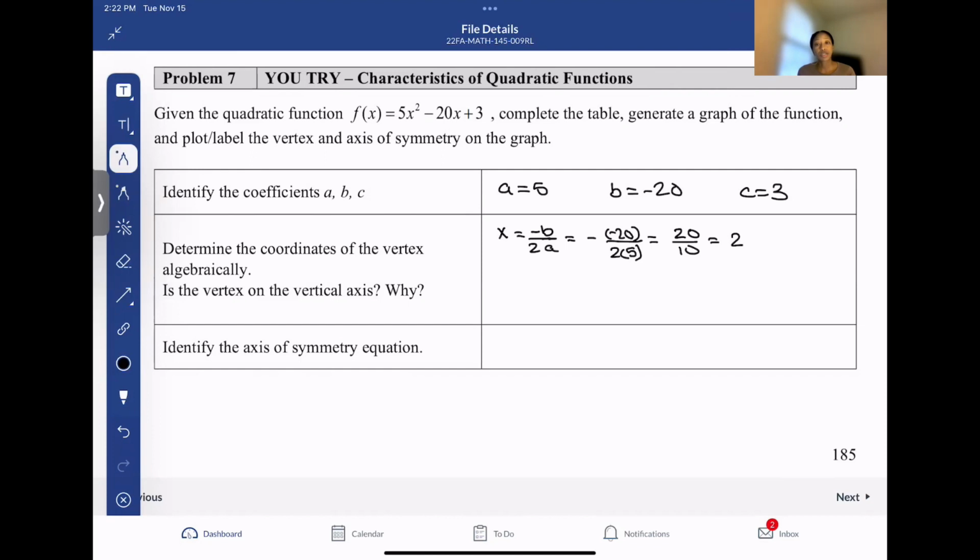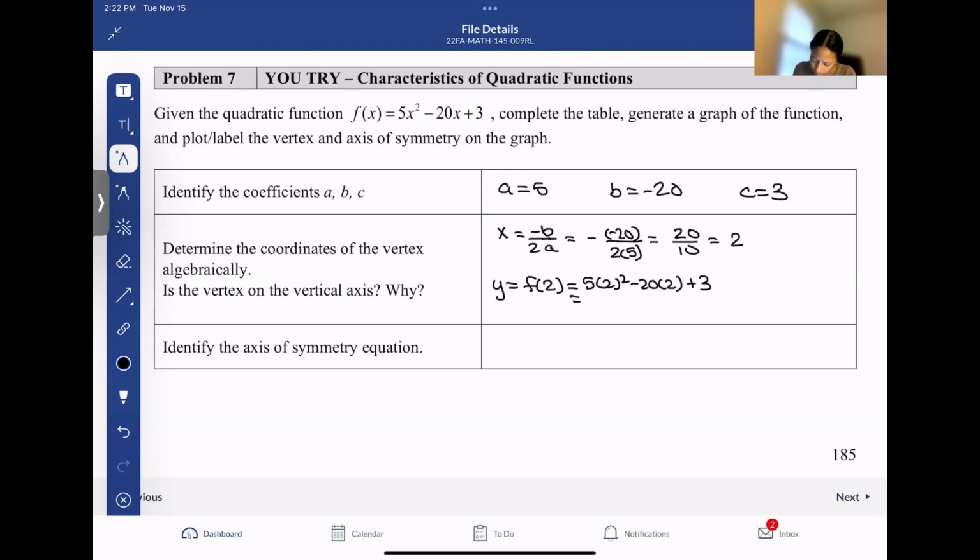So the x-coordinate of the vertex is 2. All right, what about y? Y is going to be equal to f of 2. So plug 2 into the original function and see what you get. We get 5 times 2 squared minus 20 times 2 plus 3.